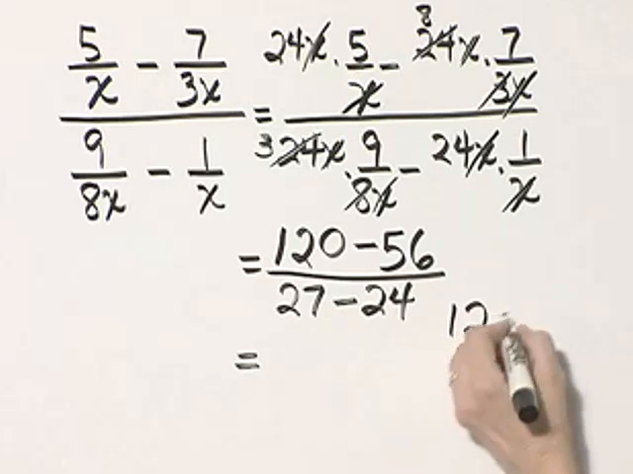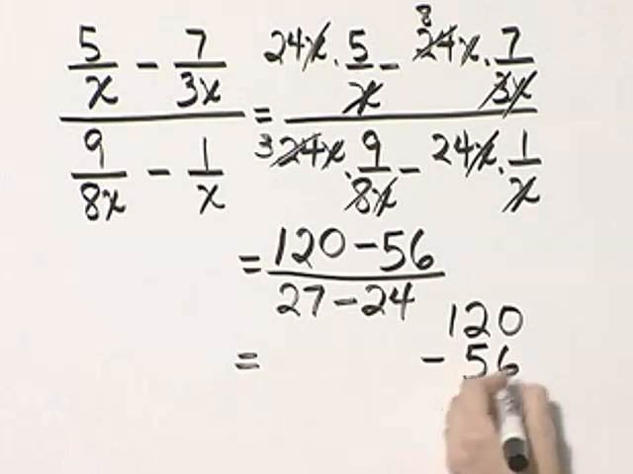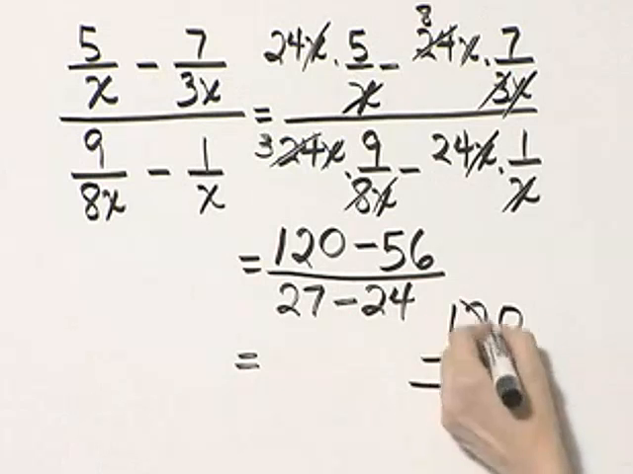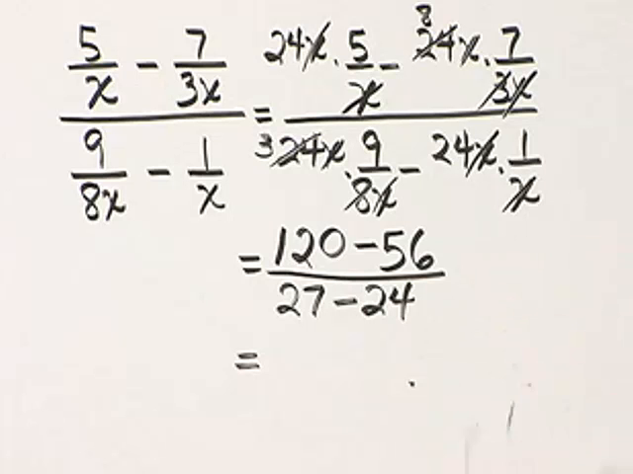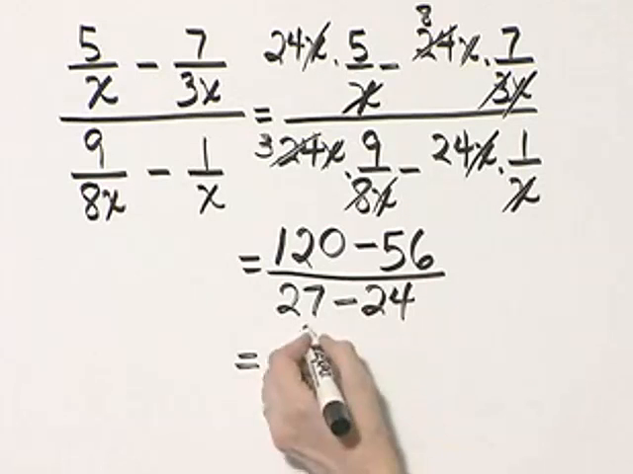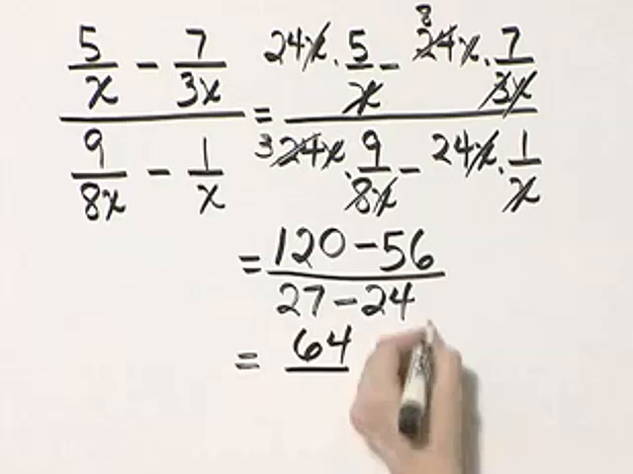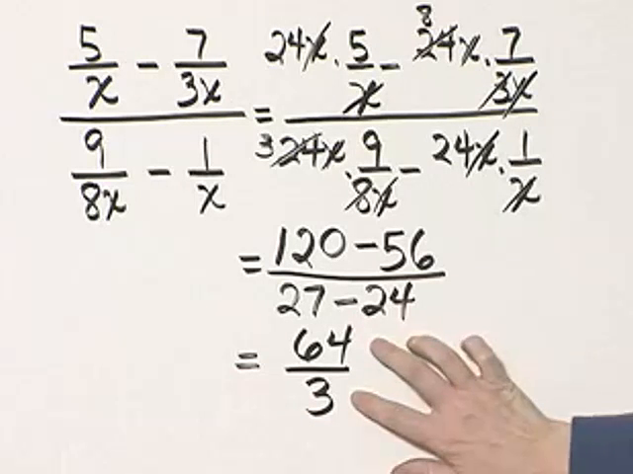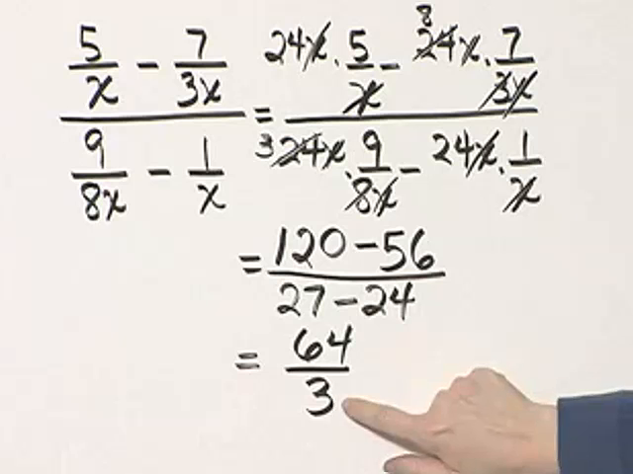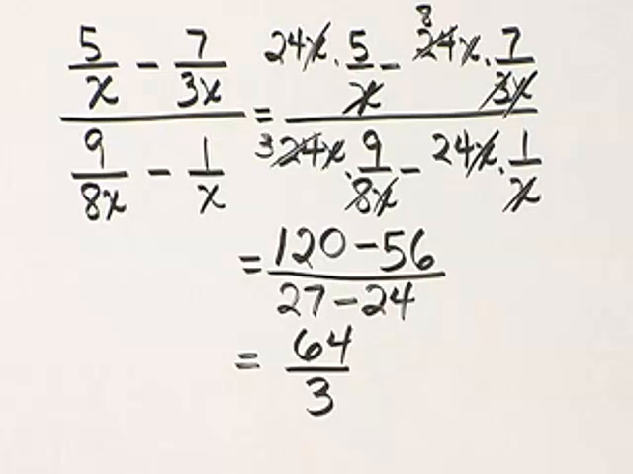120 minus 56, let's see what that is. I'll borrow. 10 minus 6 is 4. 11 minus 5 is 6, so that's 64 over 27 minus 24, which is 3. Notice there's no common factor in 64 and 3, so there it is, completely simplified.